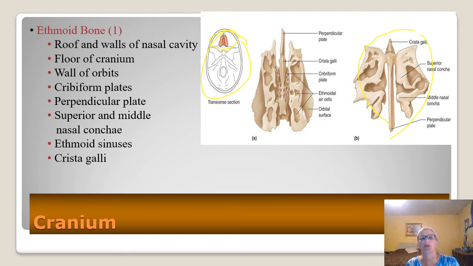Okay, so this helps form the roof and walls of the nasal cavity, the floor of the cranium. I said roof, but it is technically the floor. It's on the bottom. It has what we call the cribriform plates and the perpendicular plate, the superior and middle nasal concha that you can kind of see also from an anterior perspective looking in. Contains the ethmoid sinuses and what we call the crista galli, which is kind of a raised portion on the bone.